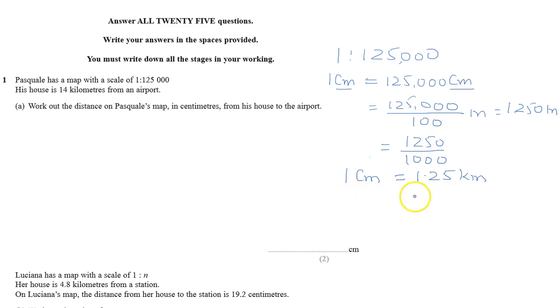Now if it is 1 kilometer, it will be represented by 1/1.25 centimeters. And if it is 14 kilometers, so multiplied by 14. So that is 11.2 centimeter. So 14 kilometers actual distance is represented on the map as 11.2 centimeter.